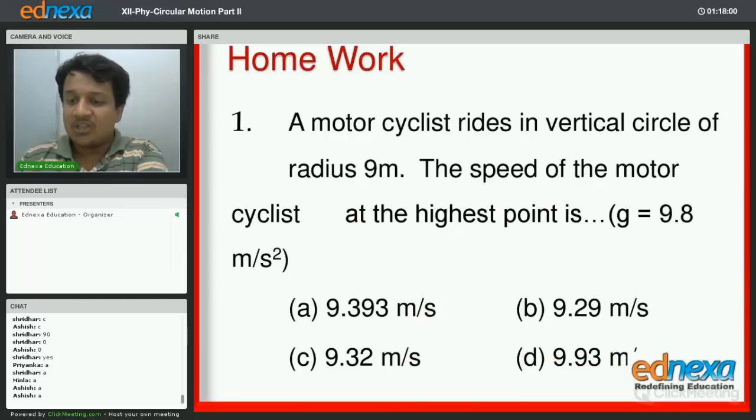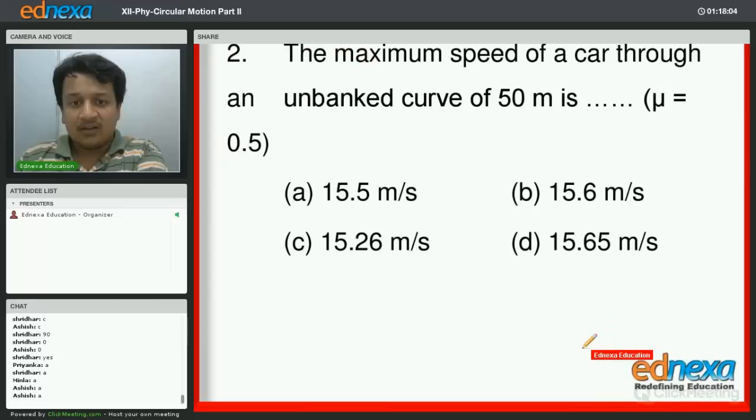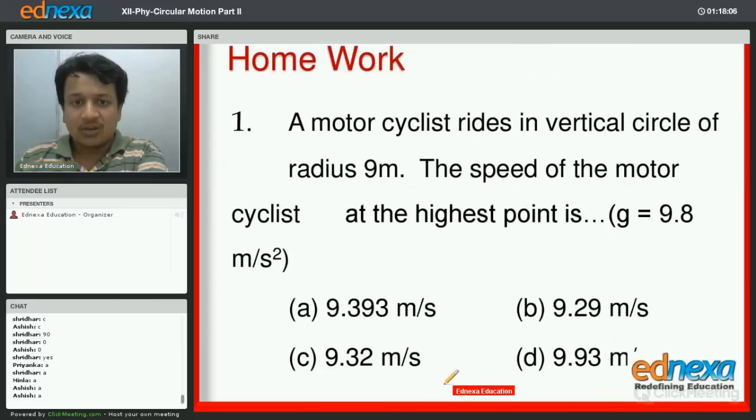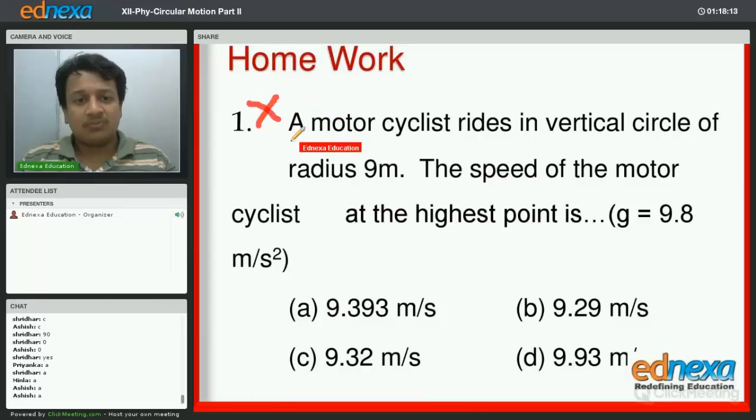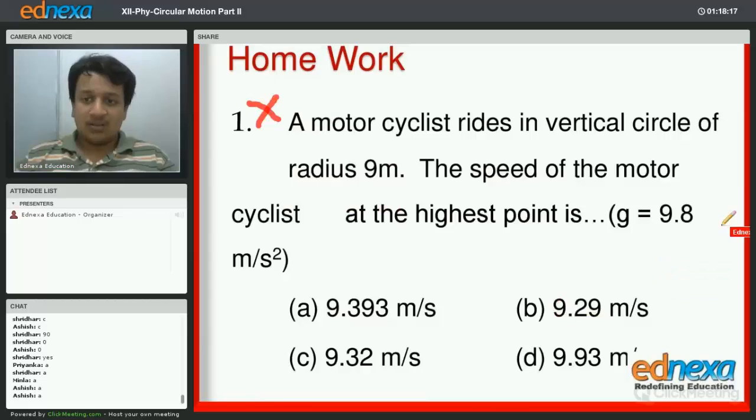Okay, this is the homework question. Note down this homework question, and the first question is for you. This is from our next session. Okay. So today we will stop at this moment.